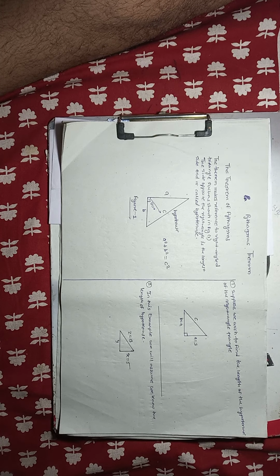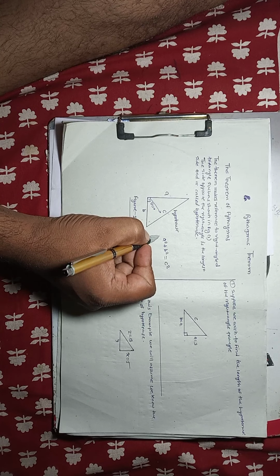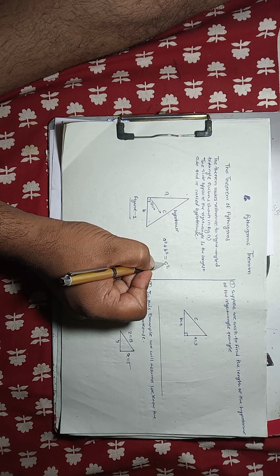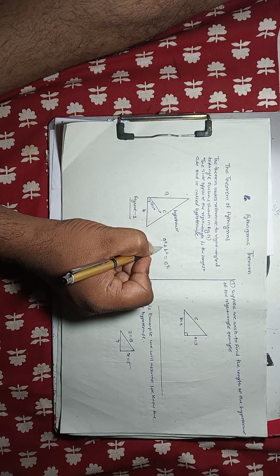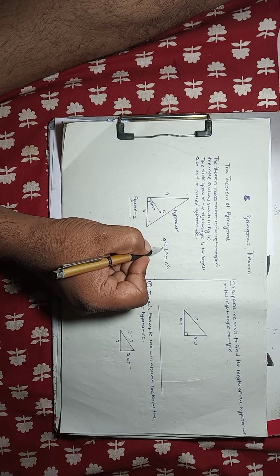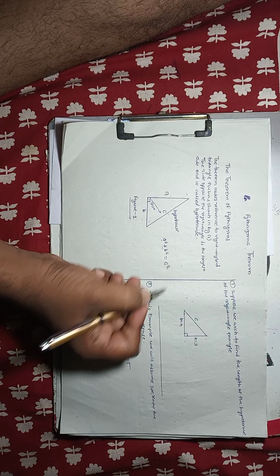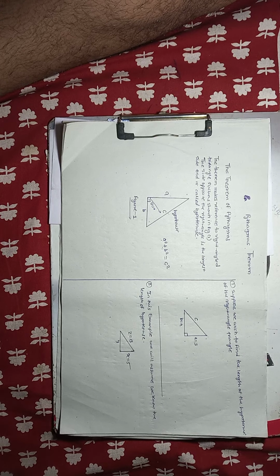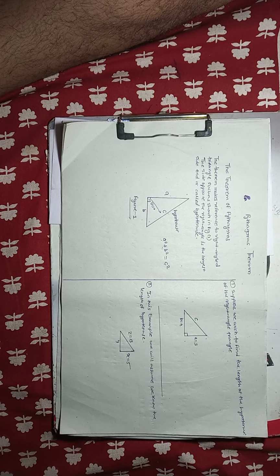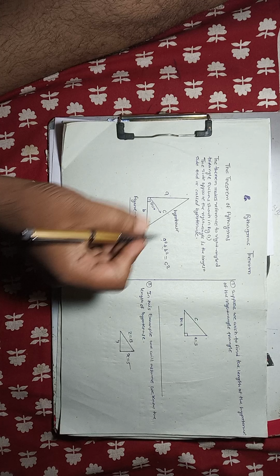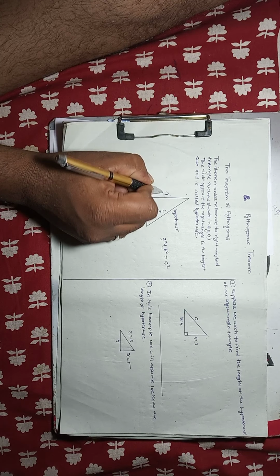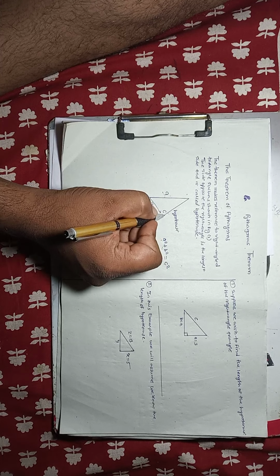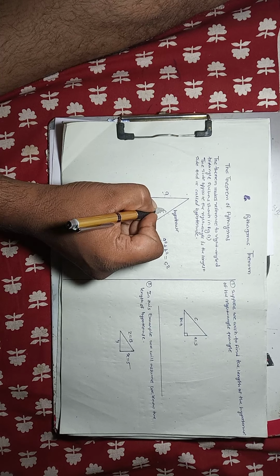So what the theorem says is that the square of the longest side is equal to the sum of the squares of the other two sides. In this case Pythagoras is saying that a square plus b square is equal to c square. So the addition of the squares of both sides is equal to the square of the hypotenuse of the same triangle.